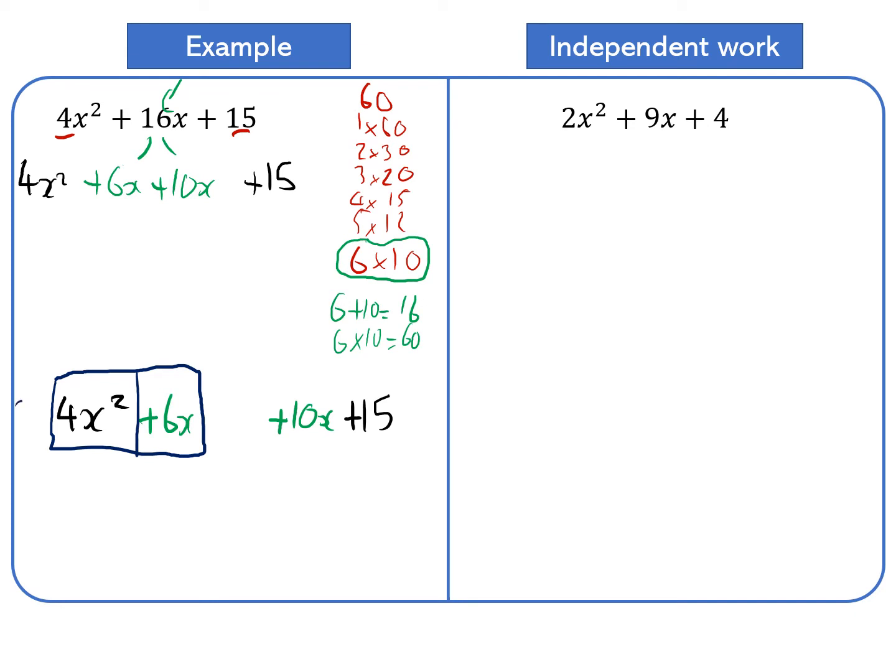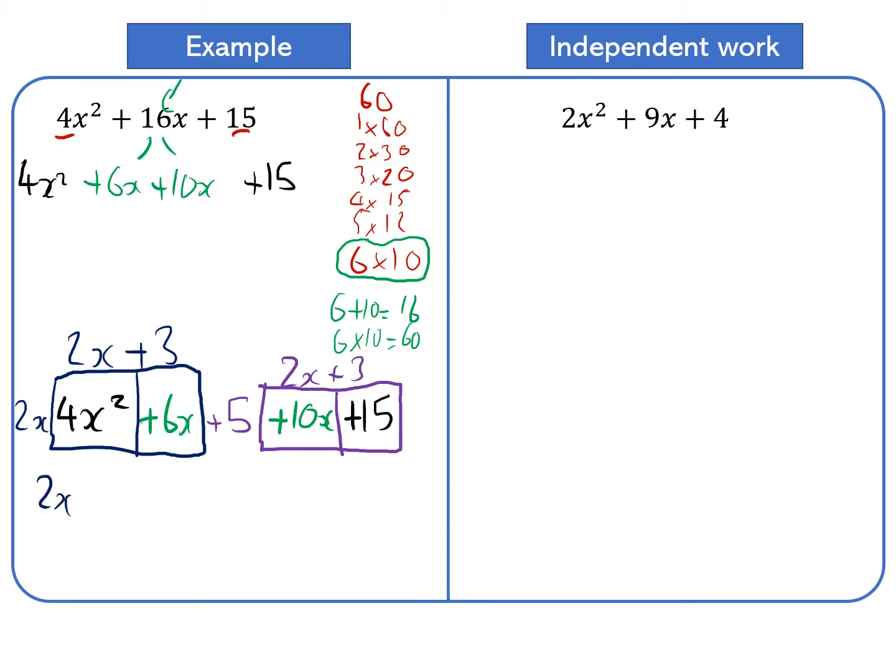x goes into both, but 2x is the highest common factor. 2x times 2x is 4x squared. 2x times 3 is 6x. Box up the second one. What goes into both sides? It's 5. 5 times 2x is 10x. 5 times 3 is 15. And we write those out again.